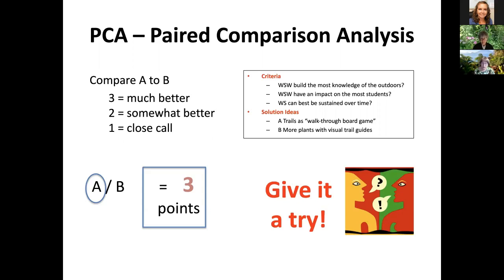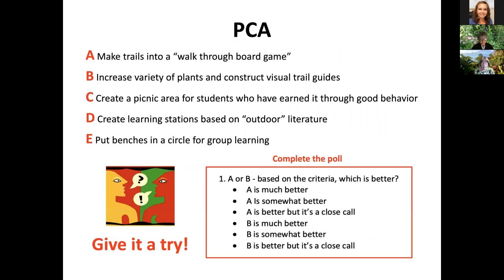So we're going to give this a try, and let me show you what the poll is going to look like. I'm going to leave this up so you can see what all of the solution ideas were. And then in the poll, there'll be a number of questions like the one shown in the red box. So it will say A or B, and then you look at the list to see A or B based on the criteria, which is better. A is much better, somewhat better, close call, or B is much better, somewhat better, close call.